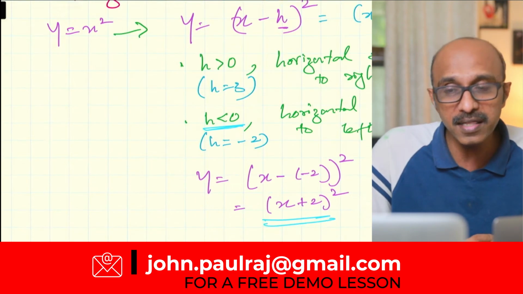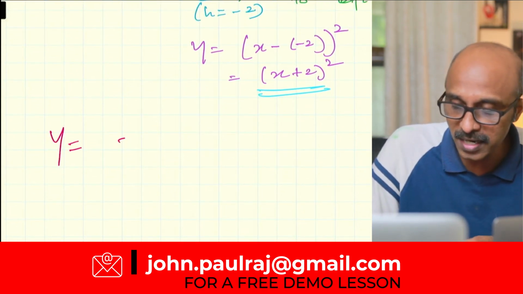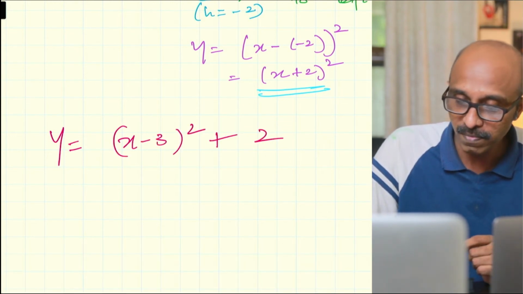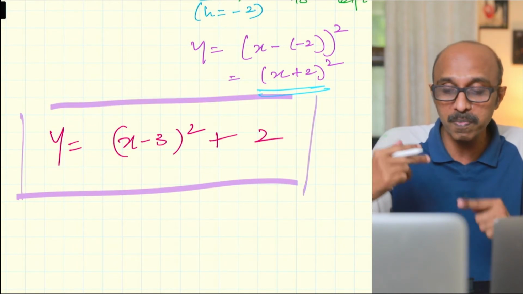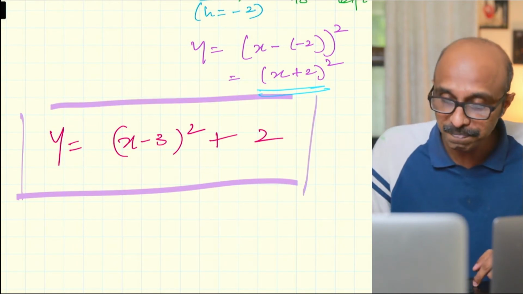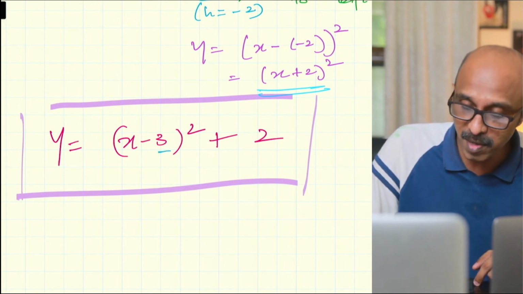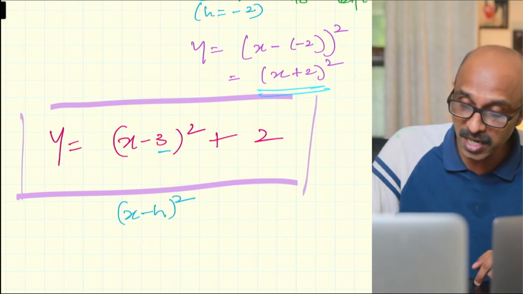If we were to combine this transformation as y equals, let's say, x minus 3, the whole square, plus 2. Combining the two, can you see that combination? Y equals x minus 3, the whole square, plus 2. What does that mean? This is what's h. H is positive. Just remember our form is x minus h the whole square. Keep that in mind.